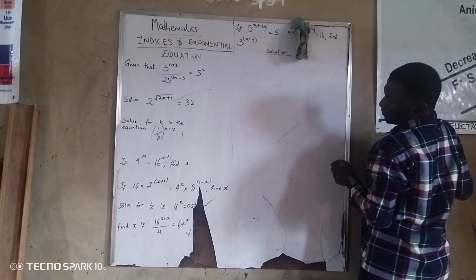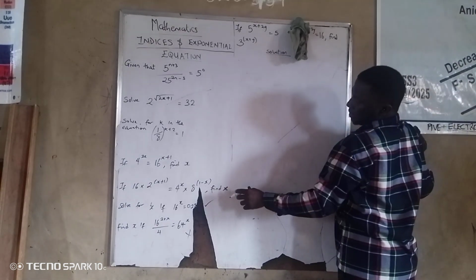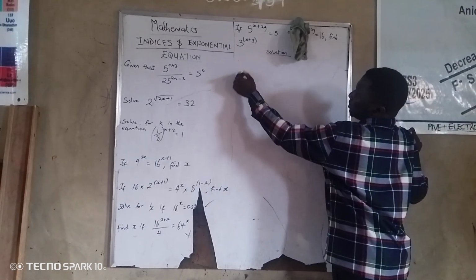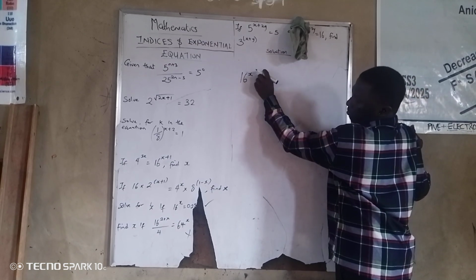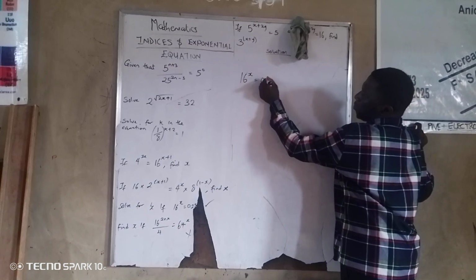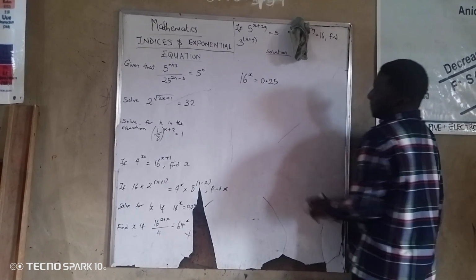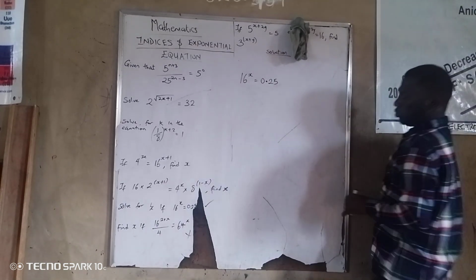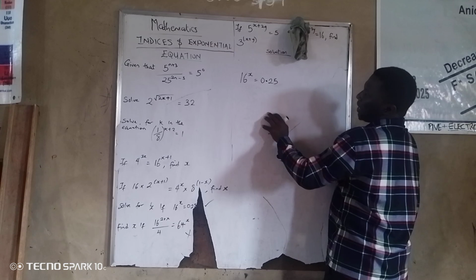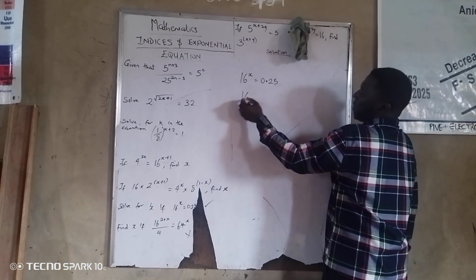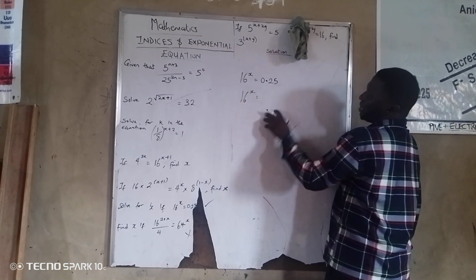So let's see. The next question says that 16 raised to power x equals to 0.25. Alright, so we are looking for the value of x here. Now what does this mean?